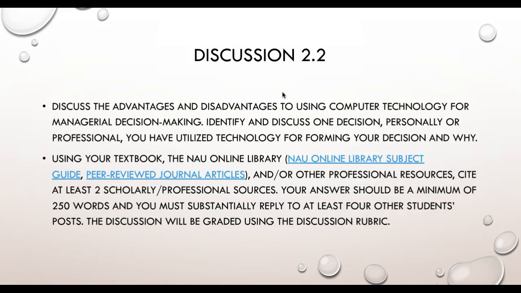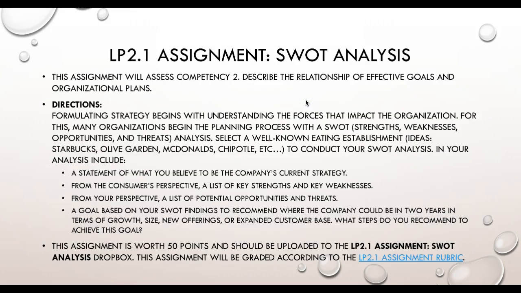Okay? So discussion 2.2: you're going to discuss the advantages and disadvantages of using computer technology for managerial decision making. Identify and discuss one decision, personal or professional, for which you have utilized technology in forming your decision, and why. Again, using your textbook and other sources, have at least 2 scholarly and professional sources. And again, guys, remember to look at the discussion grading rubric and cite your sources.